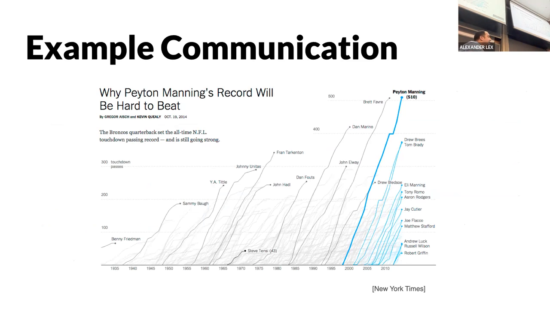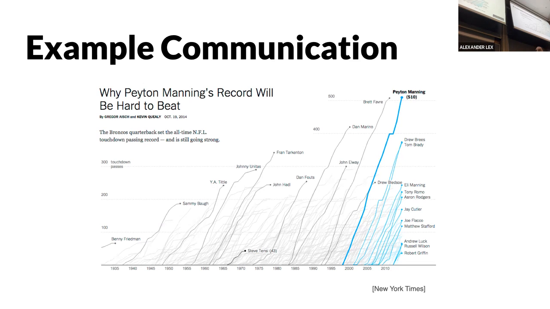This is a chart that I really like. This is about communication. Not everybody here cares about American football. I'm not American either, so I didn't grow up with American football. But this visualization is about Peyton Manning's record all-time touchdown passing, right? And this is a visualization by the New York Times, where they have a data set, but they've made a lot of curated decisions.